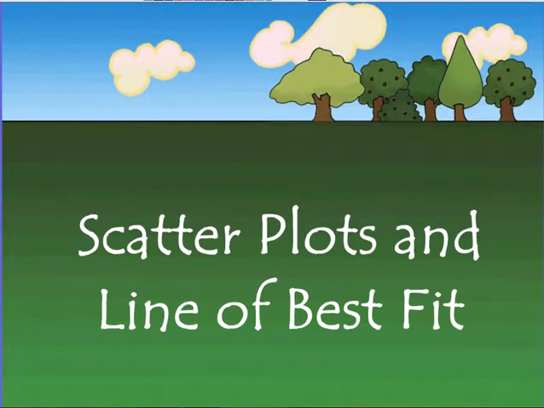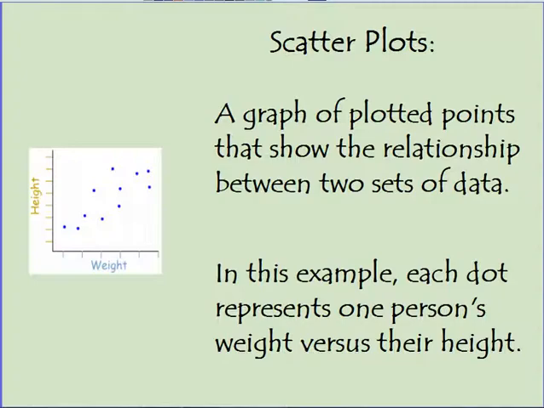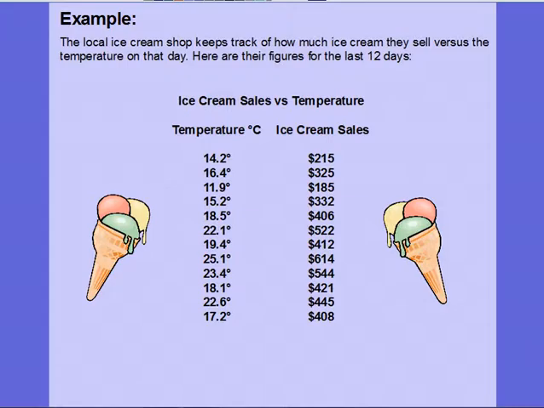Today we're going to extend our scatter plot topic and talk about line of best fit. Just a reminder that a scatter plot is a graph of plotted points that show the relationship between two sets of data. Here I have a chart that shows me the temperature in Celsius and the dollar amount of ice cream sales made from an ice cream vendor that day.